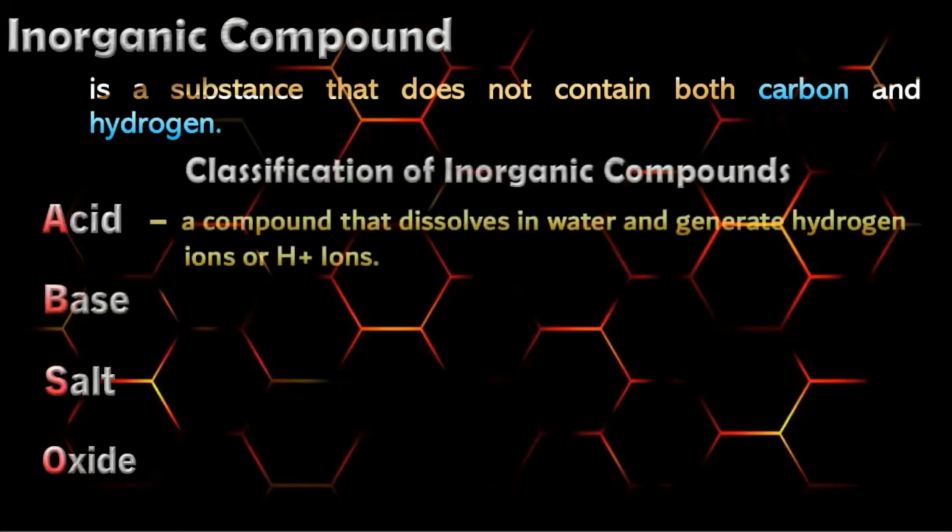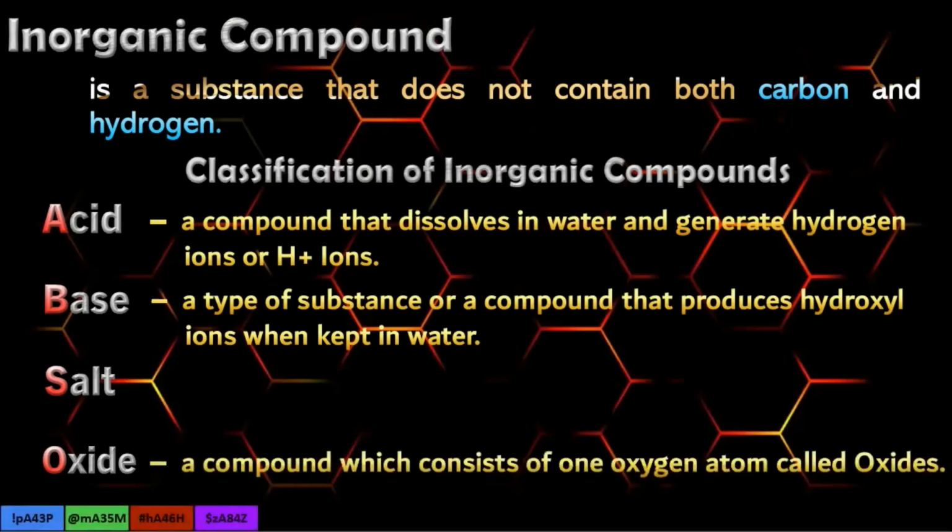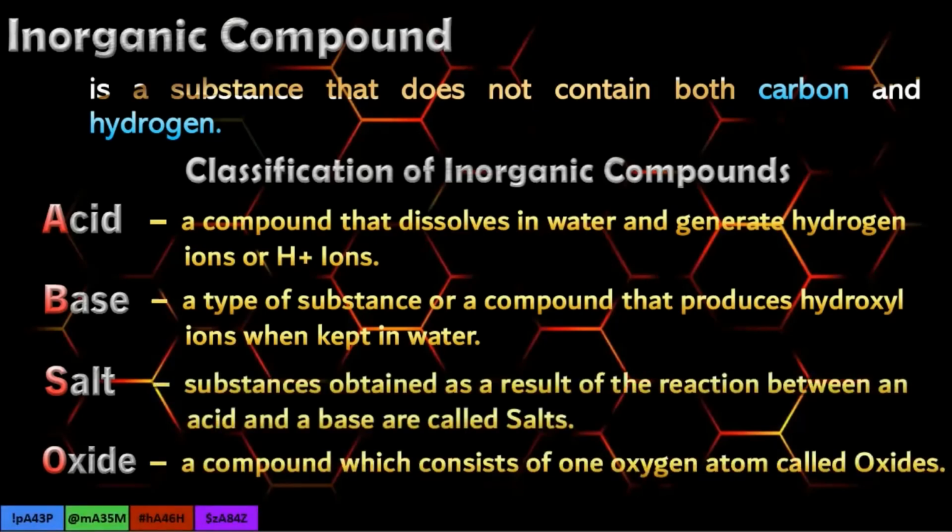Acid is a compound that dissolves in water and generates hydrogen ions, or H+ ions. Base is a type of substance or compound that produces hydroxyl ions when kept in water. Salt: these are substances obtained as a result of the reaction between an acid and a base. And lastly, an oxide is a compound which consists of oxygen atoms.